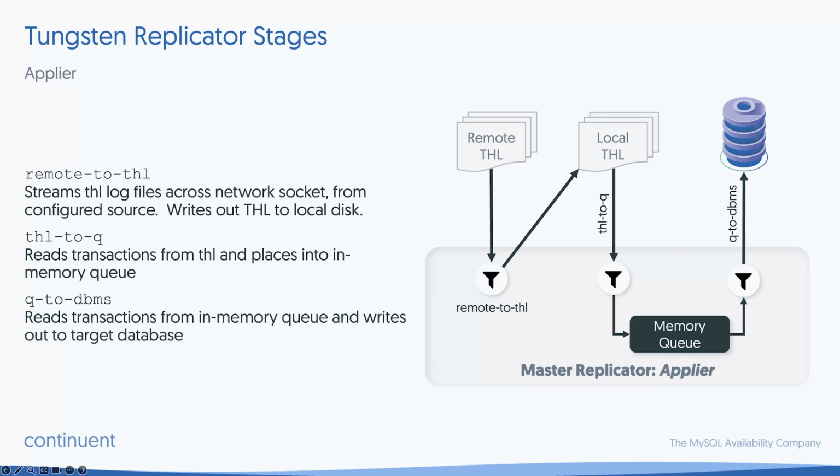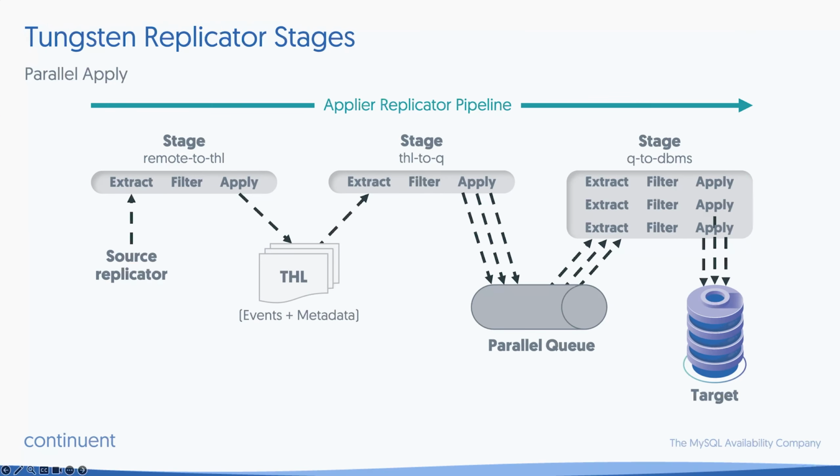The applier has three stages. Remote to thl is responsible for pulling thl across the network and storing it locally. thl to queue will then process these thl files and extract complete transactions, placing them into an in-memory queue. Queue to dbms will then take these transactions from the queue, convert them to SQL statements, and apply them to the target database.